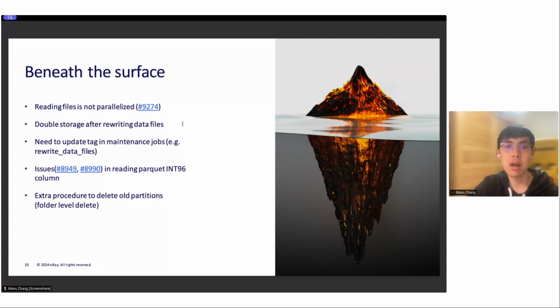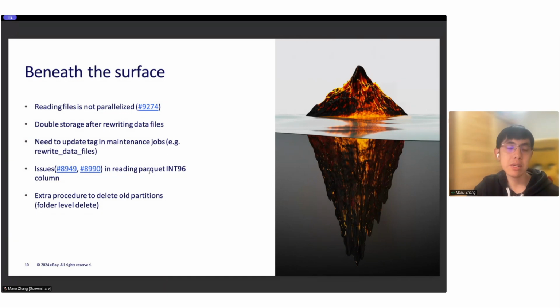Another issue is that after writing the data files, there is an updated copy of the original Spark table partition, resulting in double storage. Hence, we also need to take care of purging the Spark table partitions. We also need to remember updating the tags in the maintenance jobs like the rewrite files procedure. Otherwise, these commits will be lost when we reset the snapshot in the first step of our process.